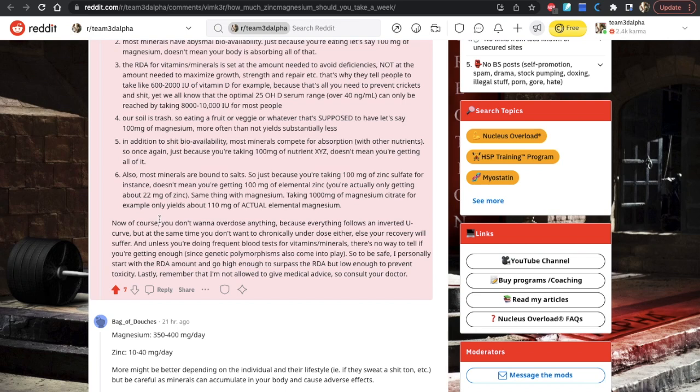And of course, I put safety precautions. Now, of course, you don't want to overdose anything because everything follows an inverted U-curve. That's true for anything. Anything that's good for you follows an inverted U-curve, where too low is obviously bad, too high is also bad. You want to find that middle ground that works best for you. But at the same time, you don't want to chronically underdose either, else your recovery will suffer.